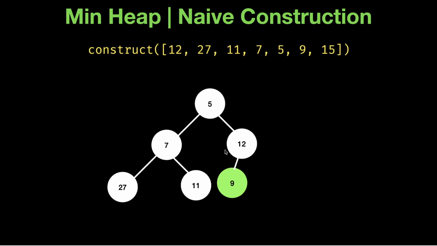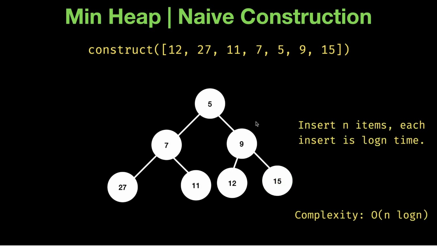Insert 9 here, and again we can see that 12 is not less than 9, so we go upwards. In this case 5 is less than 9, so we do not need to go upwards again. We can stop here, and we insert 15. In this case the heap invariant property is instantly satisfied, because 9 is less than 12, 9 is less than 15. So we have already constructed the entire tree. Basically we are inserting n items, and each insertion is log n time, so the overall complexity is O of n log n.